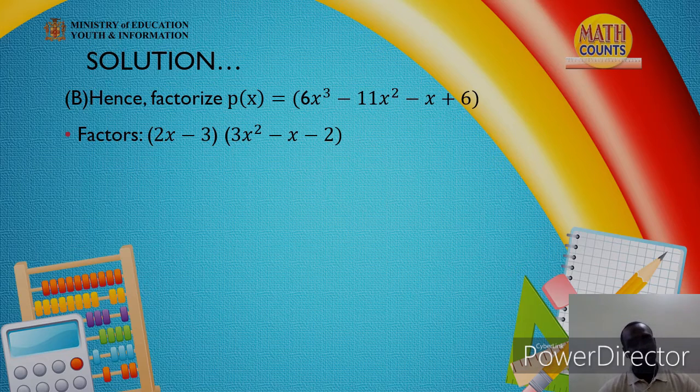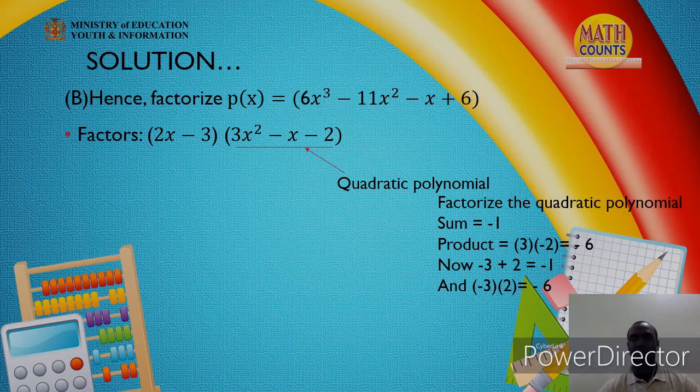But are we finished there? Remember, once we can go further, then you should not leave it as a quadratic. So you realize that 3x squared minus x minus 2 is indeed a quadratic polynomial. Therefore, you would like to find some factors of that. And how do you do that? Yes, you can simply go ahead and factorize your quadratic polynomial.